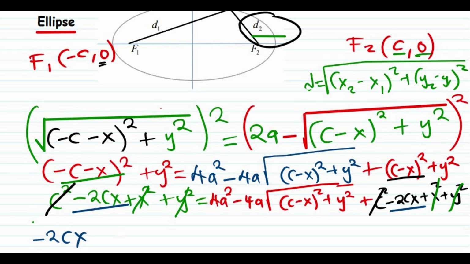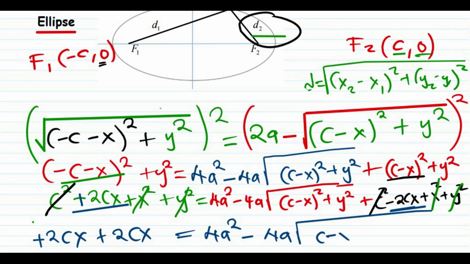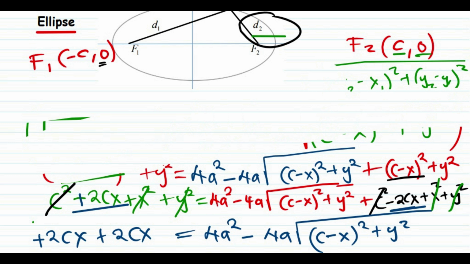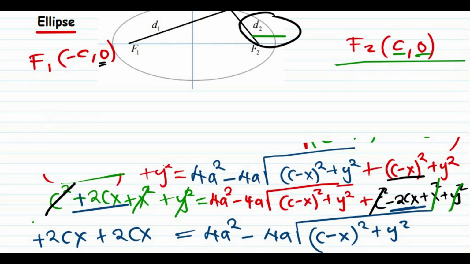Well, is this supposed to be negative, this one? Negative c times negative c is positive c squared, and then, no, this is supposed to be positive, because negative c times negative x is positive, again, yeah, positive. And then that one on the right will become positive as well as it gets to the left, and then we have 4a squared minus 4a square root of c minus x squared plus y squared. Okay, we can already see that we've got a common coefficient, right? Because if we add what's on the left, we're going to end up with 4cx.